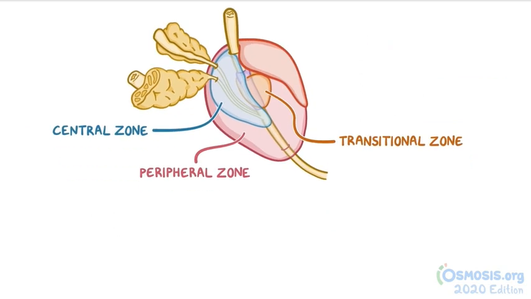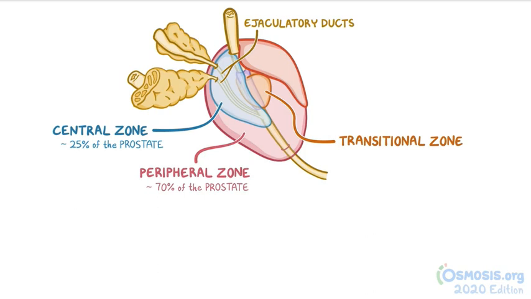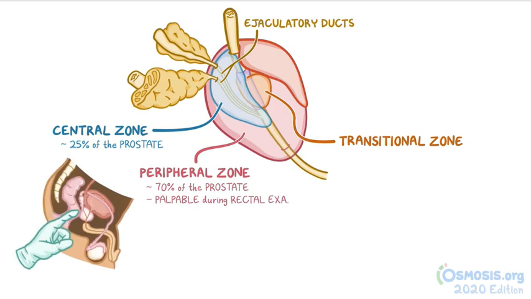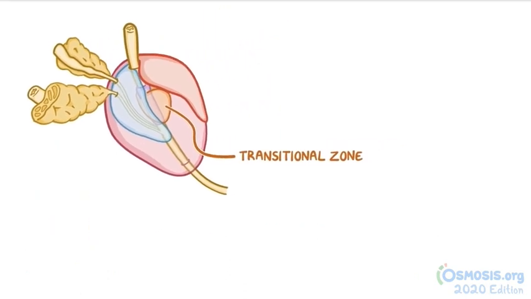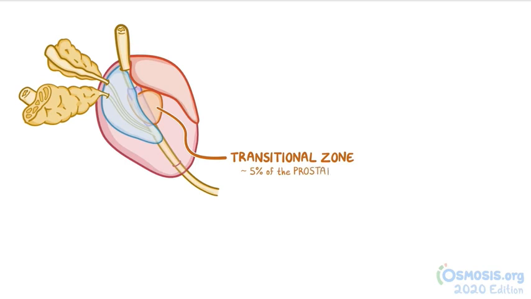The central zone is the area that surrounds the ejaculatory ducts and comprises about 25% of the prostate's glandular tissue. The peripheral zone makes up 70% of the glandular tissue and surrounds the lateral and posterior sides of the central zone. This is the zone that's palpable during digital rectal exams, and is also the zone that's most susceptible to prostatic carcinomas as well as inflammation. The transitional zone comprises about 5% of the glandular tissue and contains the mucosal glands.